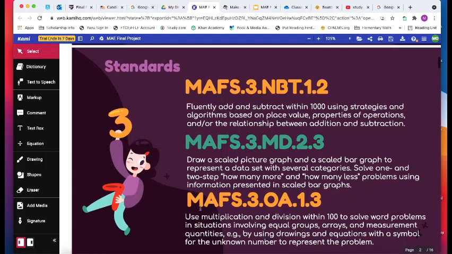So this lesson is going to cover 3 standards. The first one is NBT 1.2, which is fluently add and subtract within 1,000 using strategies and algorithms based on place value, properties of operations, and/or the relationship between addition and subtraction.